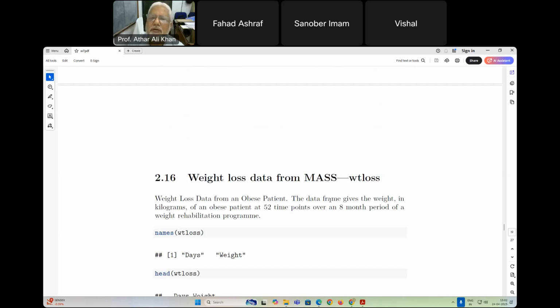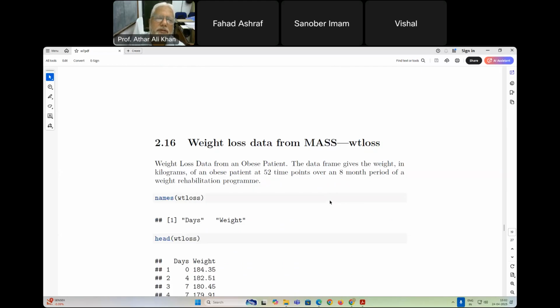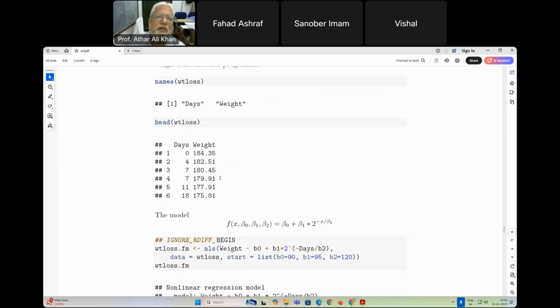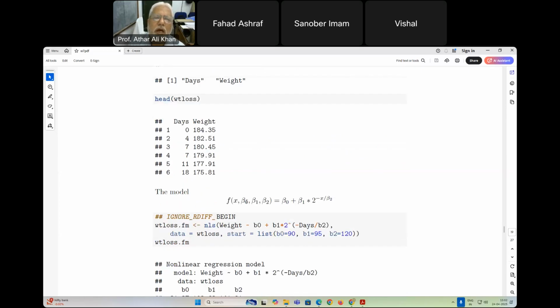Weight loss data, MASS weight loss. Here, weight loss data from an obese patient. The data frame gives the weight in kilograms of an obese patient at 52 time points over an 8-month period of a weight rehabilitation program. So these are the days and these are the weights. And the model for this data is proposed like this.